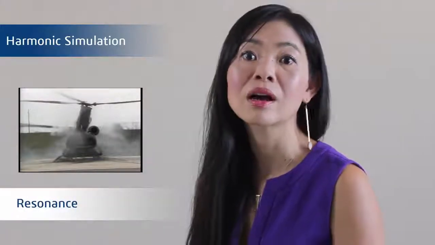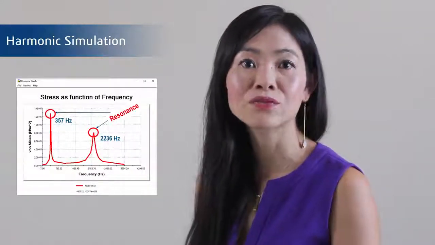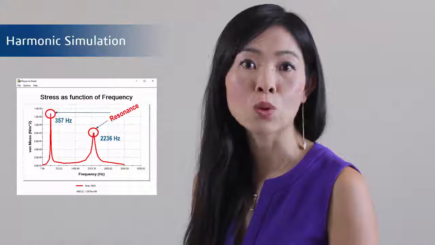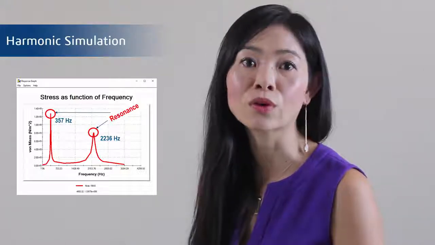Our helicopter is a great example. If it was flying, it would not break up. But because it was connected to the ground and the rotational speed of the blades happened to match the resonance of the ground, catastrophic failure happened. This harmonic stress result as function of frequency shows which operating frequencies to stay away from to avoid resonance.